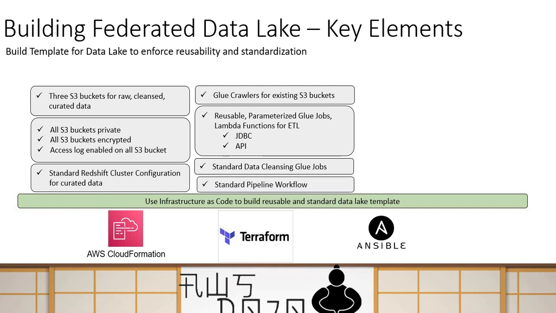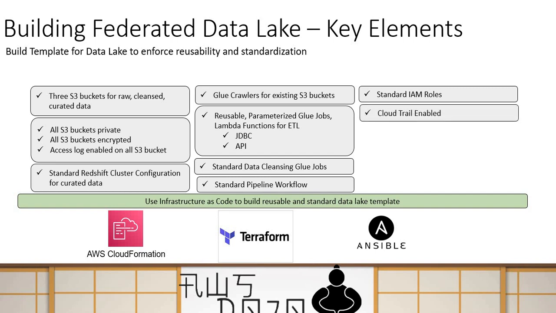You can have standard pipeline workflows. If you think that certain part of the pipeline can be automated, can be standardized, you can create a workflow for that. You can create standard IAM roles to standardize how data is accessed or how services are accessed within the data lake. You can enable CloudTrail. You can enable Amazon Macie to see if there's no insecure PII data in your data lake.